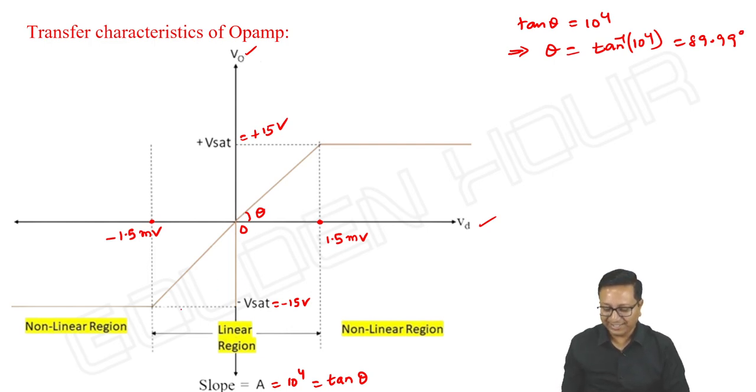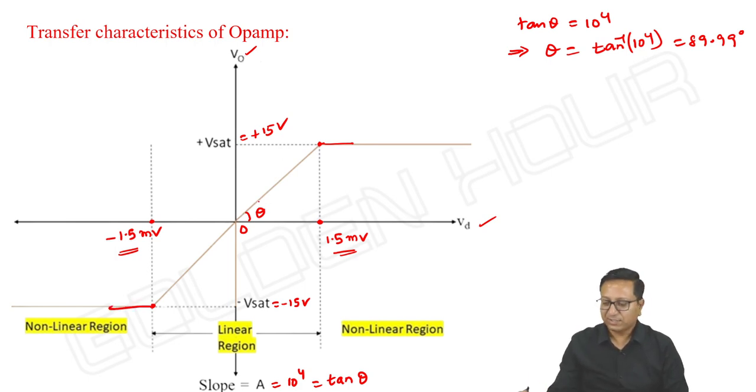I just showed it here like this. But if you look at this angle, it's almost 90 degrees, almost like a vertical line. Just for our understanding, I wrote the range of input like this. As long as input is between minus 1.5 and plus 1.5 millivolt, we can write the equation V output is equal to A into VD. Output maximum is 15 and output minimum is minus 15. If input is greater than 1.5 millivolt, output is plus 15. If input is less than minus 1.5 millivolt, output is minus 15.